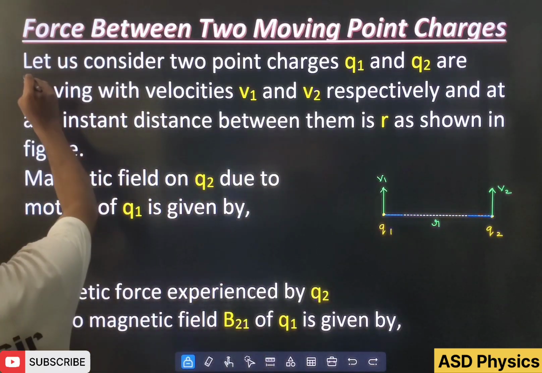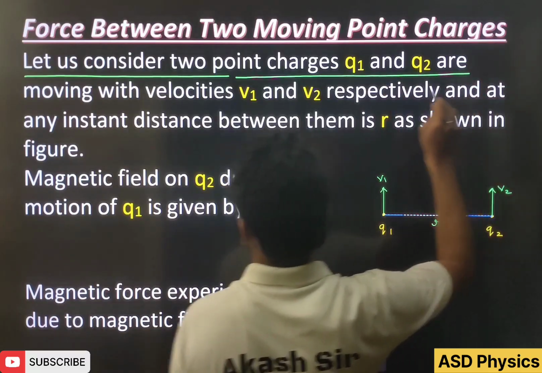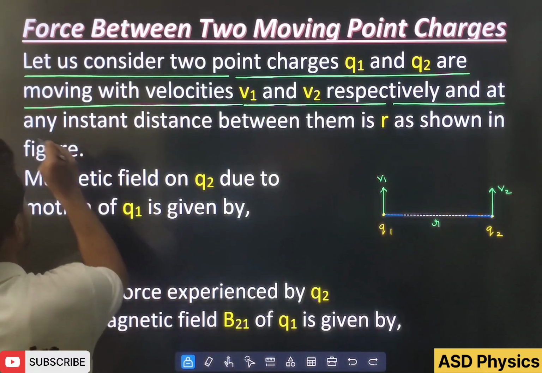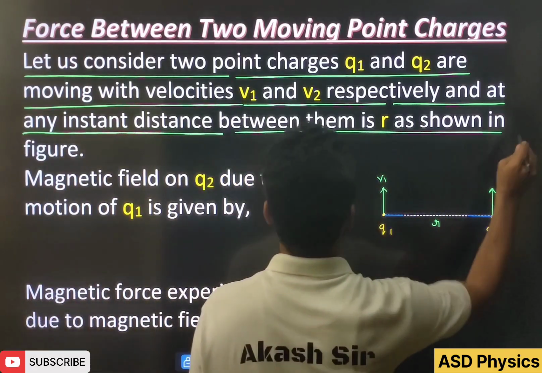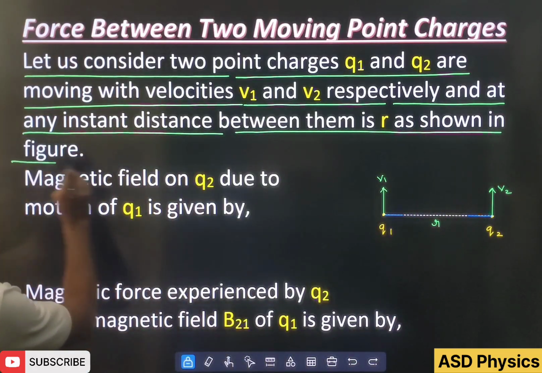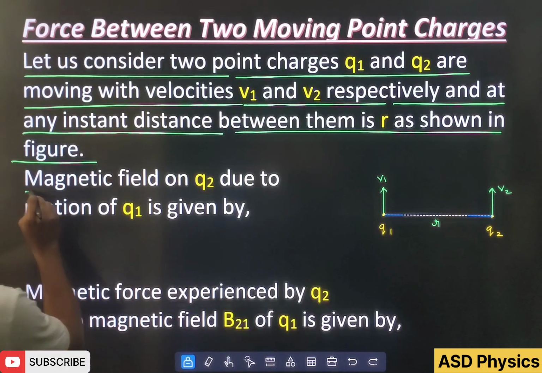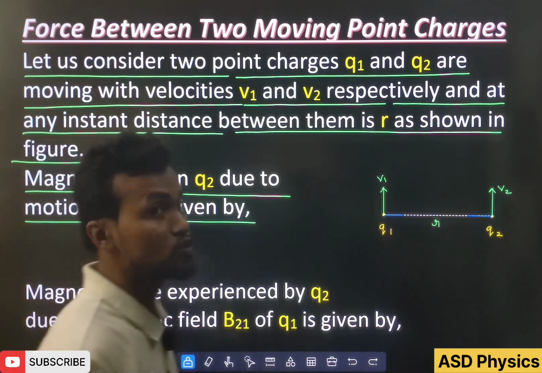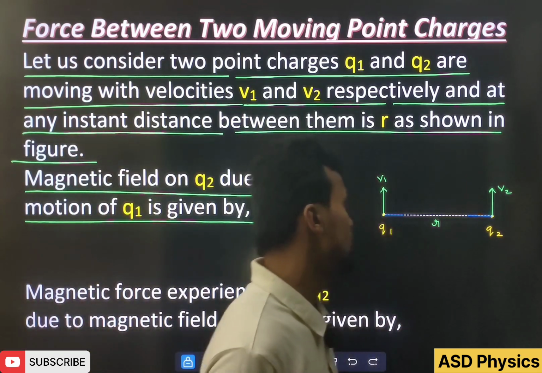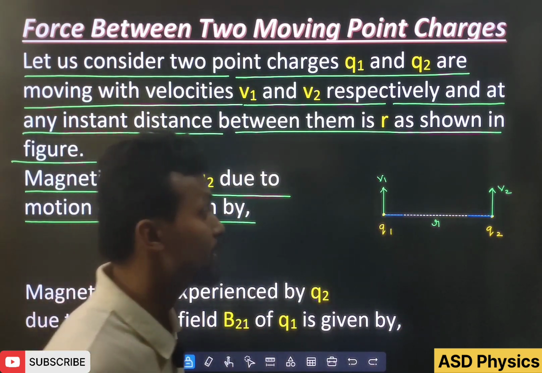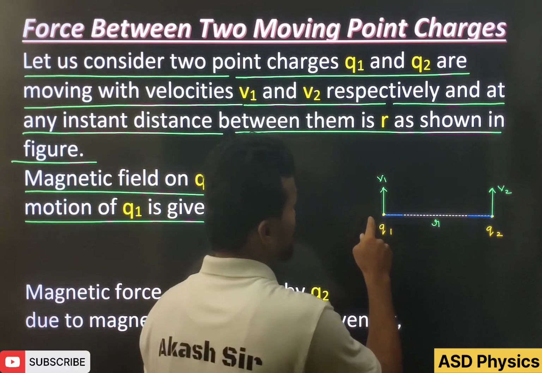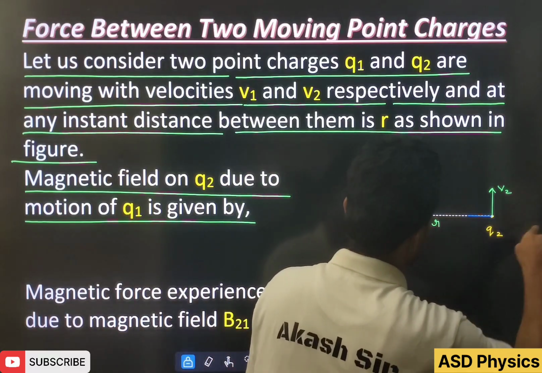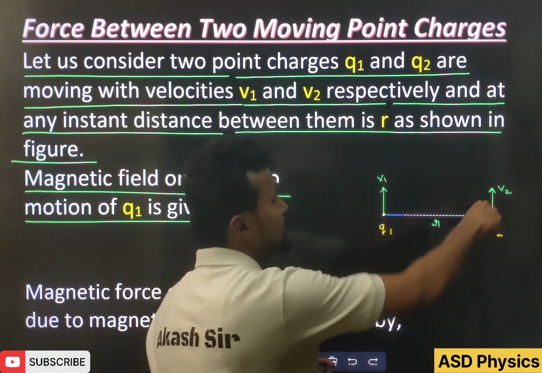Let us consider two point charges Q1 and Q2 moving with velocities V1 and V2 respectively, and at any instant the distance between them is R as shown in the figure. Now see, a similar story. The magnetic field on Q2 due to motion of Q1 is given here. What is the direction of the magnetic field on Q2? The velocity is upward, and this is the position vector. So V cross R cap, the magnetic field will be inside.